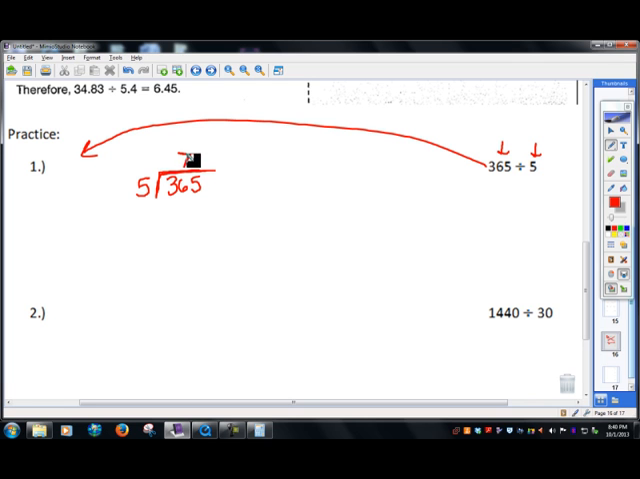Now we multiply around. We always multiply back around. 7 times 5 is 35, and we put that here. Notice how I'm lining it up. Oh, I forgot to mention this.